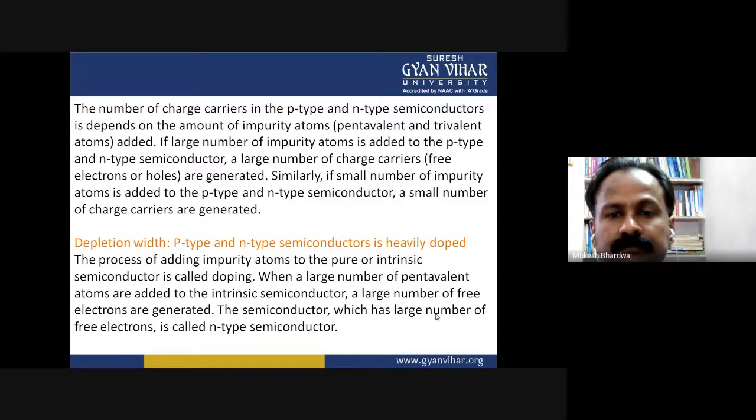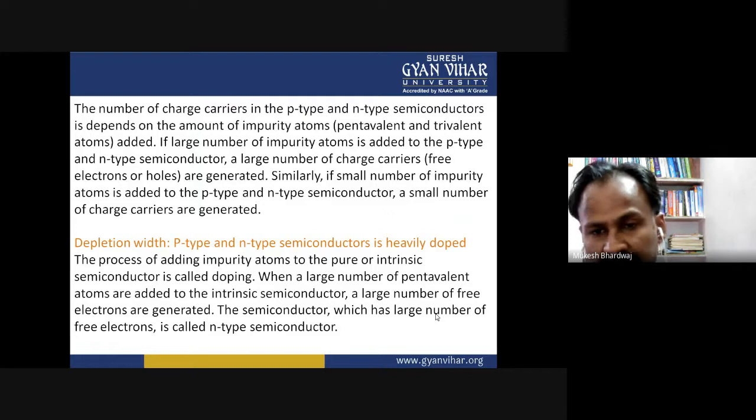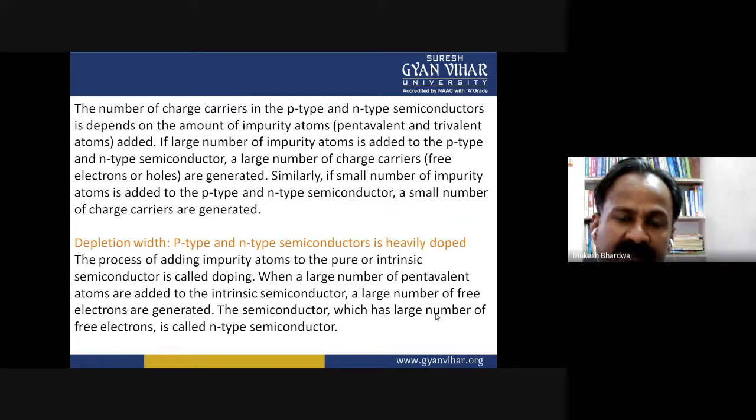So, I'm going to discuss the first parameter: what will happen to the depletion width when p-type and n-type semiconductors are doped heavily. The process of adding impurity atoms to the pure intrinsic semiconductor is called doping. When a large number of pentavalent atoms are added to the intrinsic semiconductor, a large number of free electrons are generated. The semiconductor which has a large number of free electrons is called N-type semiconductor. Already know.